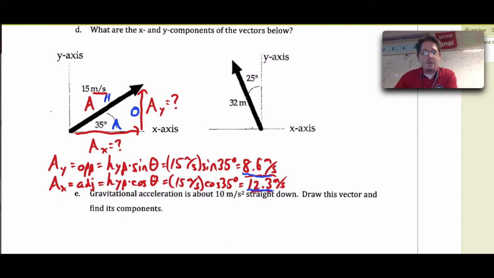So, if you haven't already, pause the video, take a look at our second vector over here, vector B, and see if you can determine the x component and the y component for vector B.